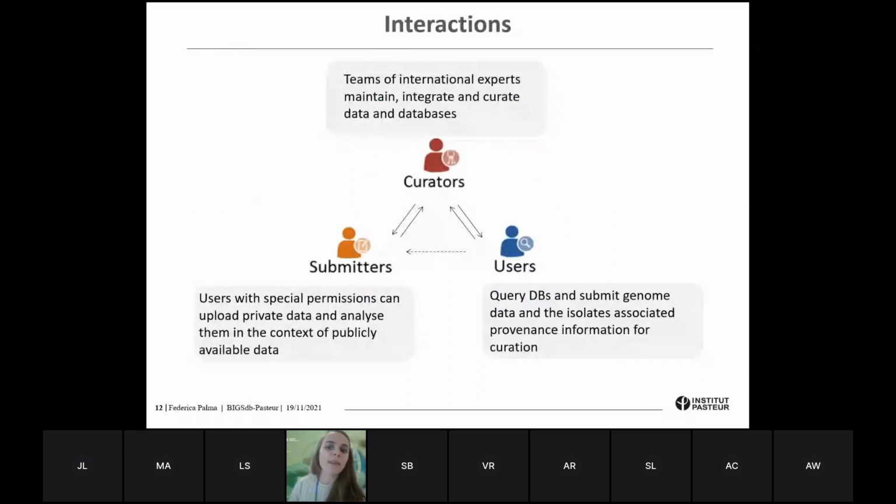So genomic libraries in BIGSdb-Pasteur are dynamic resources that constantly expand as these actors and members of the platform interact between themselves through submission of genomes, or through public access, or also through submission of private data, while the team of curators basically integrate, curate, and maintain an updated and high quality database.